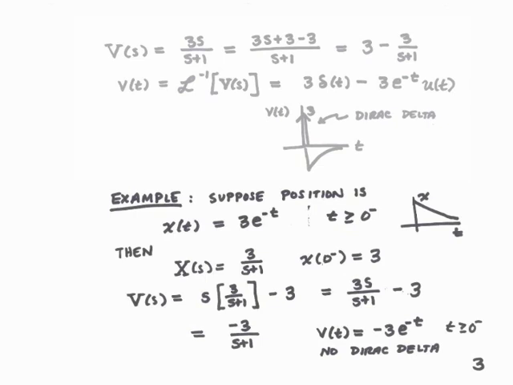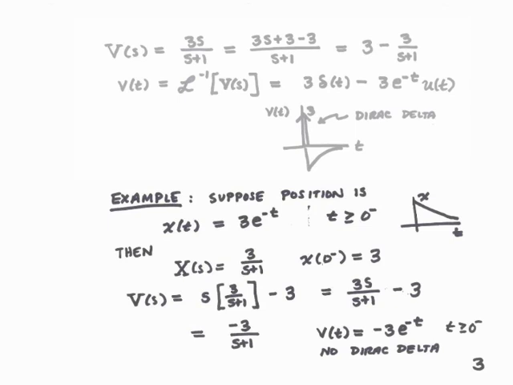We'll now tackle a slight variation on this example that gives a considerably different result. Suppose now the position is given as follows: x of t is 3e to the minus t for t greater than 0 minus. So this is not the same function as before, which was x of t is 3e to the minus t u of t. We're specifying here the position just for time 0 minus and greater. And x at time 0 minus in this example is now 3, not 0.